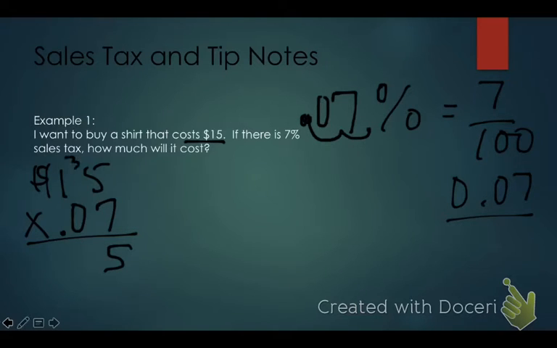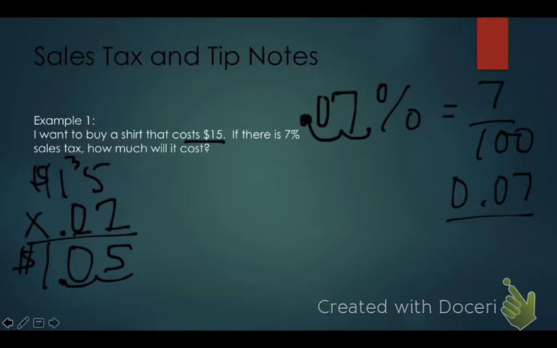Right? So I'm going to take 5 times 7, which is 35. I'm going to multiply 7 times 1 is 7. Added to 3 is 10. I have 2 decimal places. That means I've got to go 1, 2, right there. It's $1.05 for my tax.